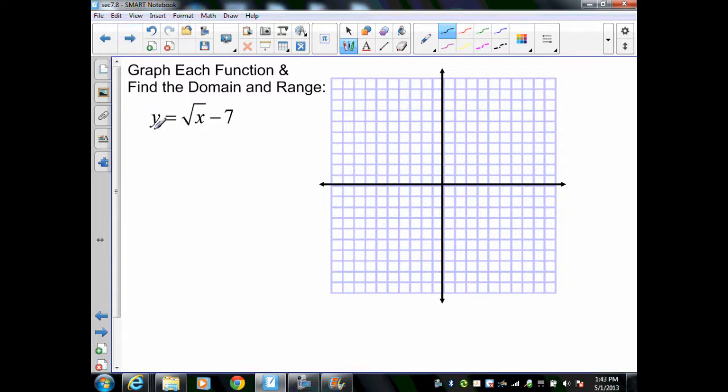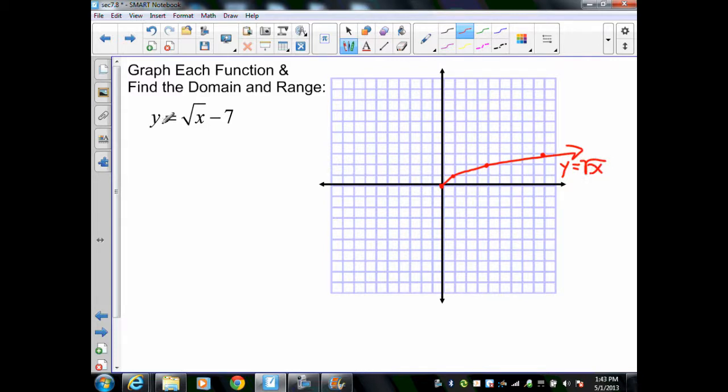I know that this function is generated by the parent function y equals the square root of x. So what I want to do is to graph that function first. I know that that is at 0, 0, 1, 1, 4, 2, and 9, 3. And I can graph that function. That is y equals the square root of x.